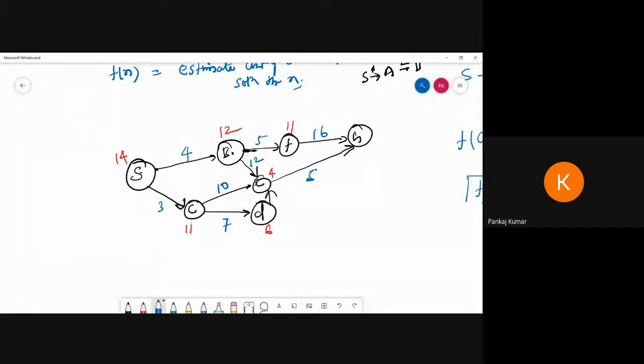So can you find out the estimated cost, that means the function value of f of n, how much cost we have to get from S to G using the A star algorithm?